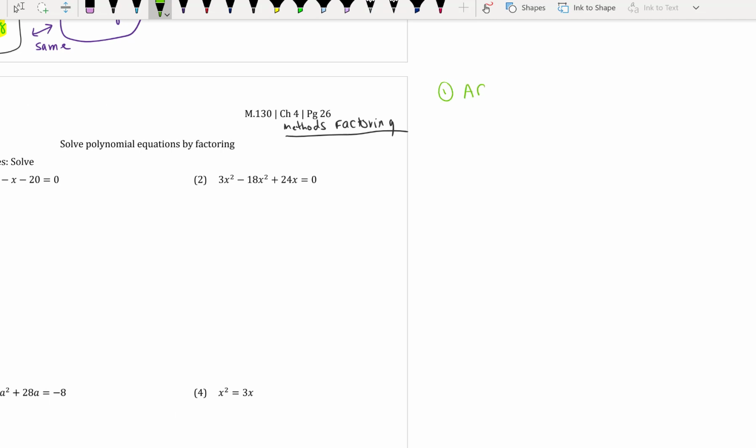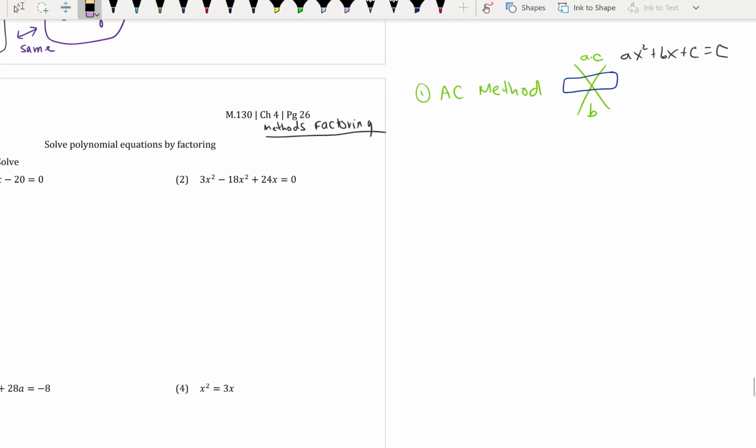So we know that we have the AC method. That means you did the A times the C, your B, and you rewrote your B value. And remember, we're talking about AX squared plus BX plus C equal to 0. So it all comes from, oops, that 0 does not look like a 0. There we go. AX squared plus BX plus C is equal to 0. So we know that we are going to be rewriting that middle term, that BX term. Now for our second method, we can do the guess and check.